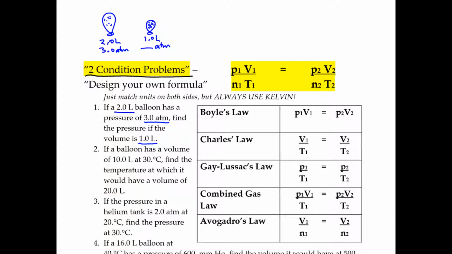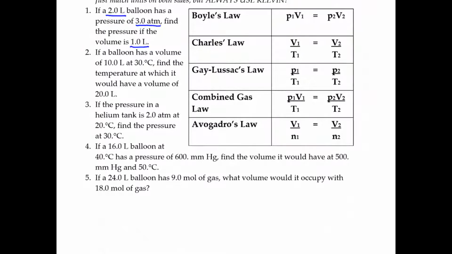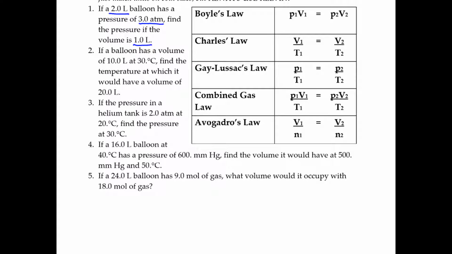Okay, so let's see how to do that down here. Let's design it. First we'll write P1V1 equals P2V2. Now we're just going to copy down our values. So the first volume was 2 liters. The first pressure was 3 atms. The second volume is 1.0 liters. And then we want to find the second pressure, which mathematically will come out to be 6 atms.